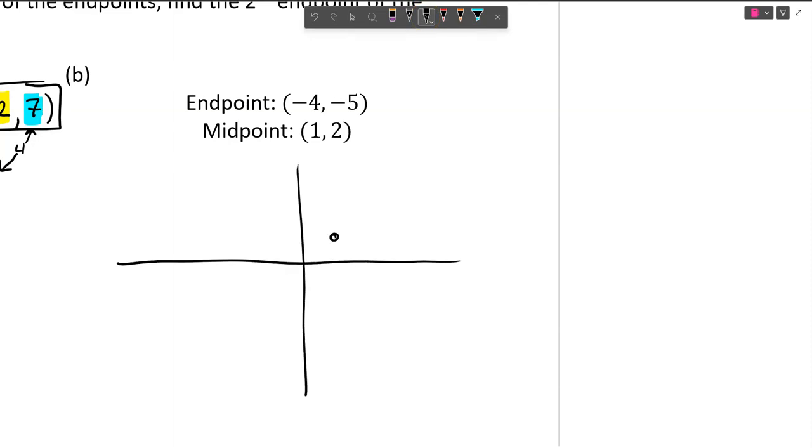So I'm going to do a quick sketch again. Once again, they don't have to be perfect here. I'm not even putting little dashes on the x and y axis. So my midpoint is somewhere there. My endpoint, -4, -5, is probably somewhere around here. So once again, we know that is half the segment. What is the other half going to be? That's what we're trying to find. So the midpoint was 1, 2. The endpoint was -4, -5.